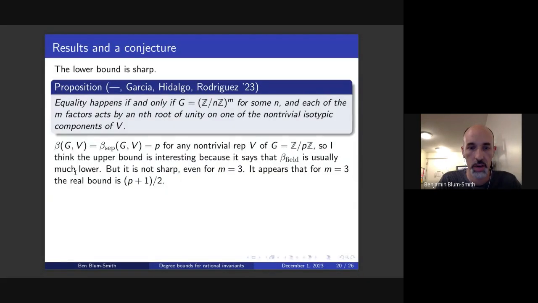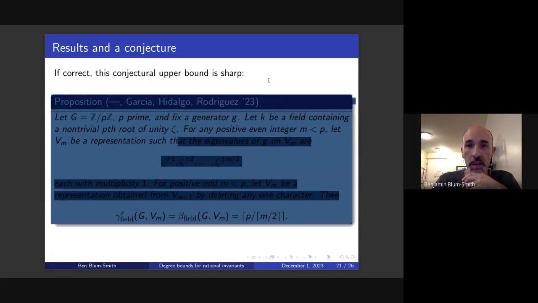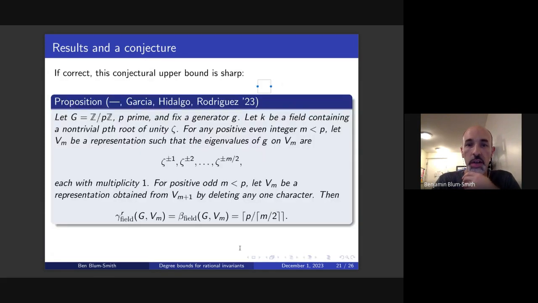Yeah, here. This seems to be the real answer: the ceiling of p over the ceiling of m over 2. So it decreases as the representation grows. And if this conjectural upper bound is true, it's sharp, and here's the representation that realizes it. But we cannot prove the conjectural upper bound yet, so that's another totally exciting open problem in case you're interested.